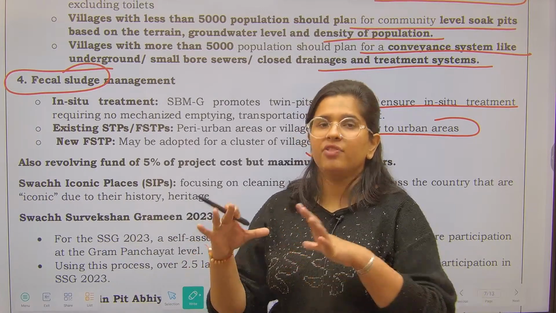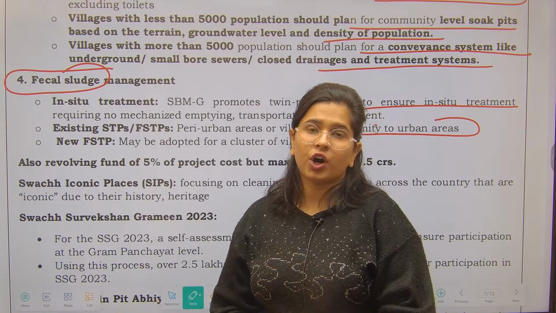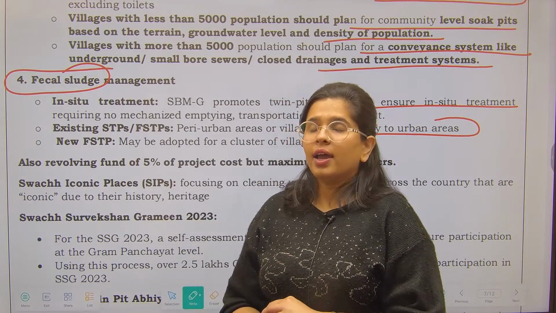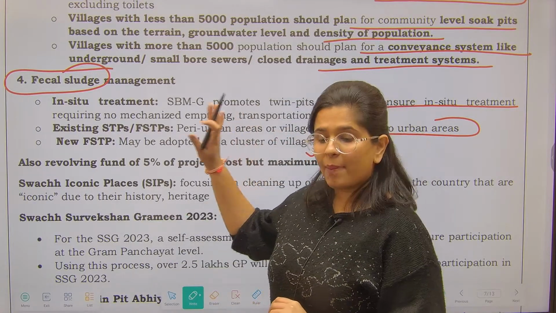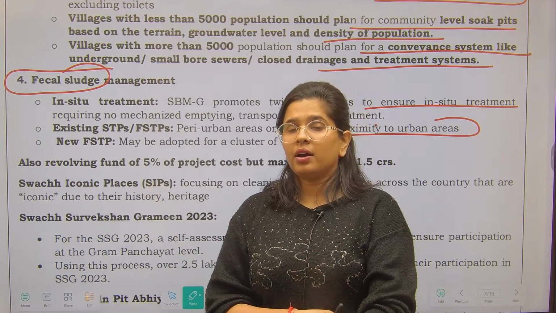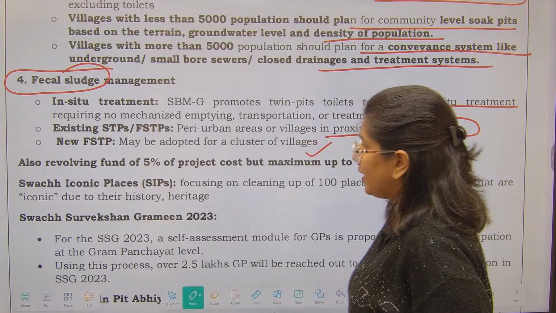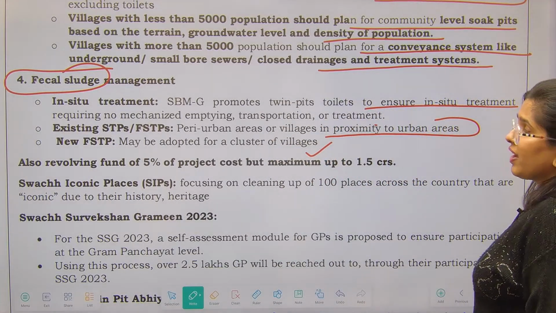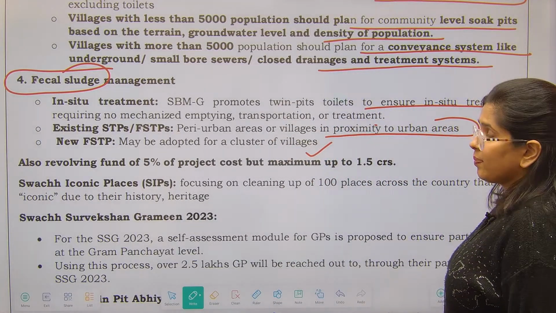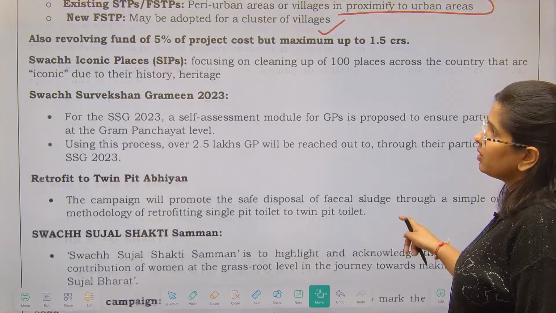We want to connect the infrastructure together so that in future problems would not occur, right? So here what they want to do, they want to manage this together in accordance with the infrastructure that is there in the peri-urban areas as well. Also, revolving fund of 5% of the project cost, that may be up to 1.5 crores. Now few other things that we need to see over here.